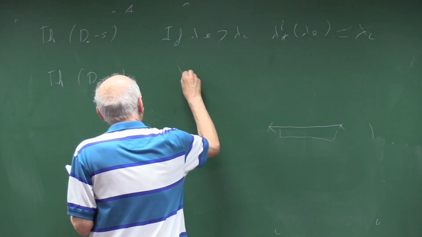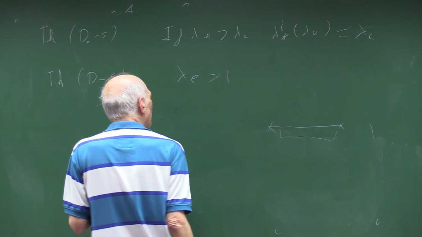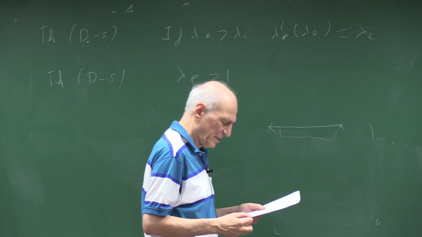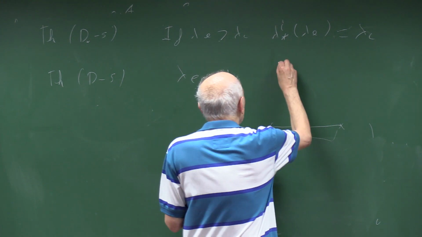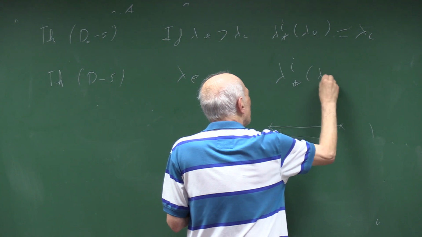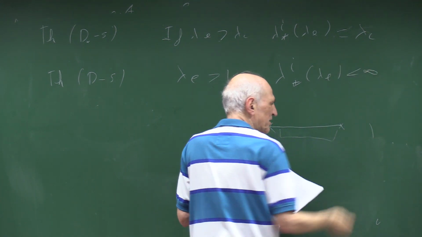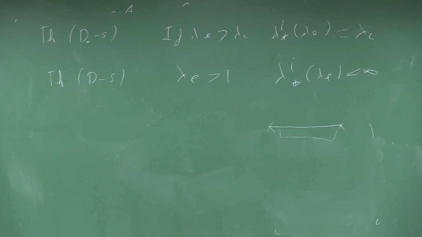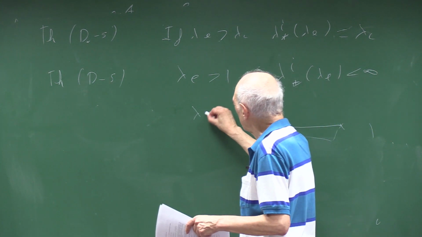Well, the second result tells you what happens when you fix a lambda I. First of all, if lambda I is bigger than 1, then lambda I critical is less than infinity. That is, for lambda I bigger than 1, you have a sufficiently large value of lambda I for which the infection can survive. And the opposite happens if lambda I is less than or equal to 1.